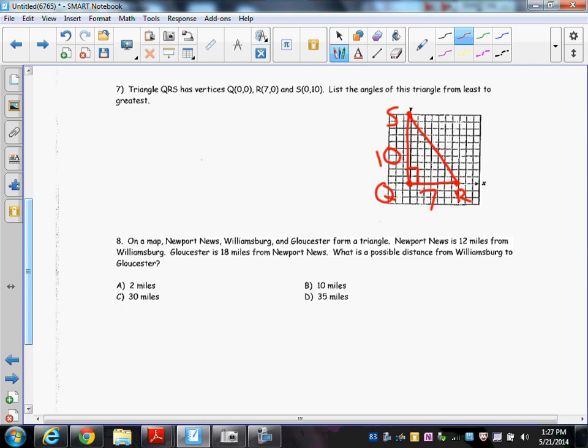So I'm supposed to list the angles from least to greatest. Well, I know angle Q is going to be my biggest one because it's 90 degrees. The smallest angle is going to be angle S, as it's across from the smallest side, and we have angle R going to be our middle one. So across from 10, our middle side is R.